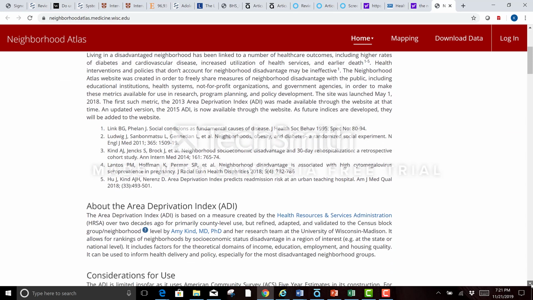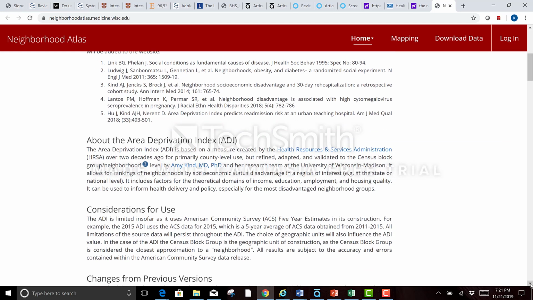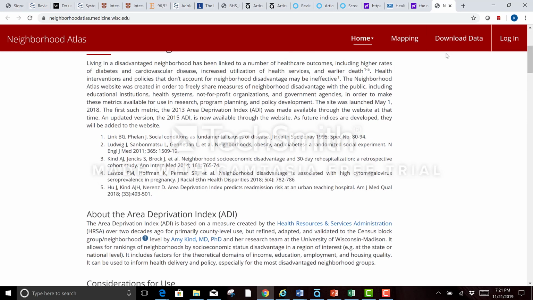Really, the measure of the Neighborhood Atlas that is most useful is the Area Deprivation Index, or ADI. It's a measure that was created by the Health Resources and Service Administration, also called HRSA. And like I said, it's been around for a long time. So the ADI was created 20 years ago, but it's now considered within this atlas a way to estimate and neighborhood disadvantage and actually map the degree of ADI within certain places.